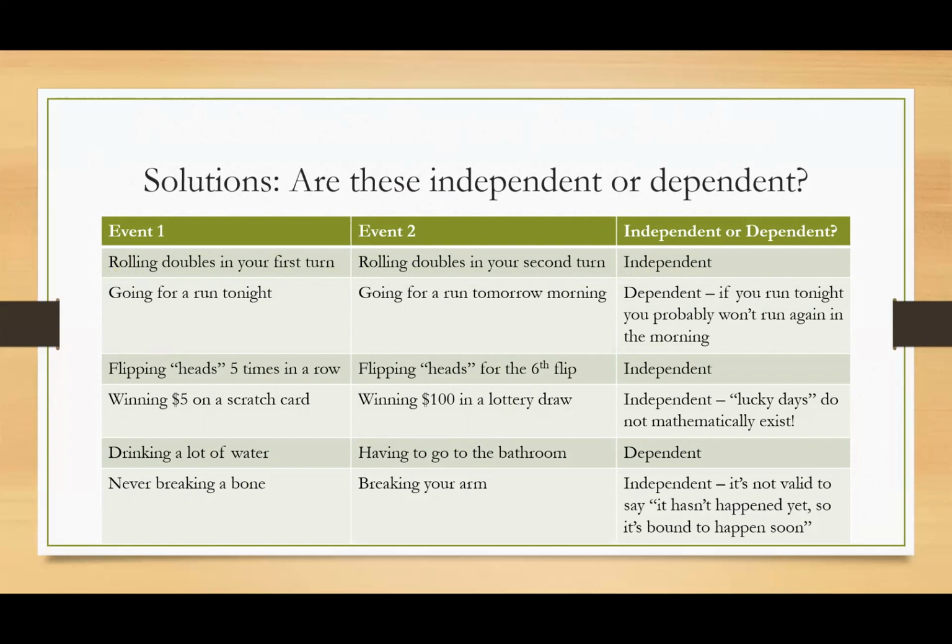Next example, you win $5 on a scratch card, and then you go and enter a lottery and you win $100 in that lottery. Were those two events connected? Do their probabilities depend on each other? No, those are independent events. Again, maybe that's a super lucky day. For whatever reason, you won $105, but it's just that. It's just a total fluke.